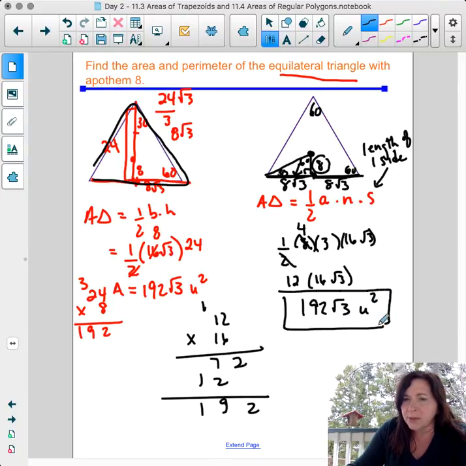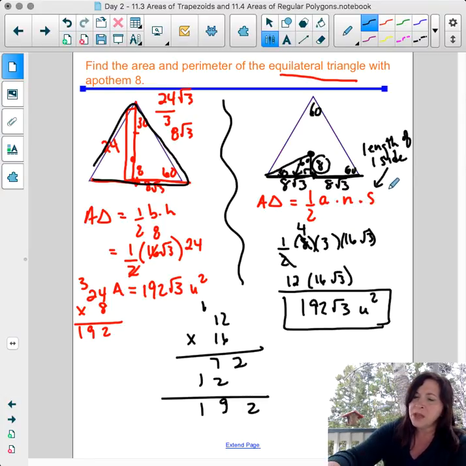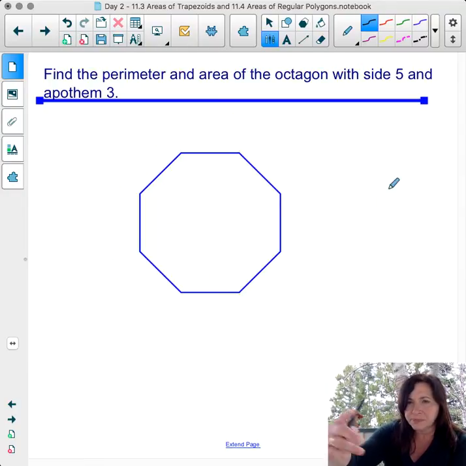So it's up to you whether you choose to use the area formula of a triangle, which is 1/2 base times height, or if you use the polygon area formula, which is 1/2 apothem times the number of sides times the length of one side. And you can use that in any of the shapes.